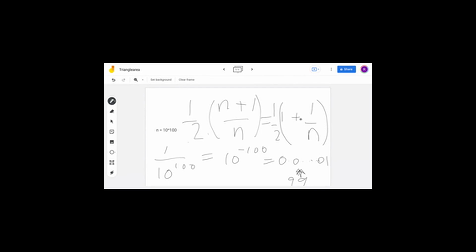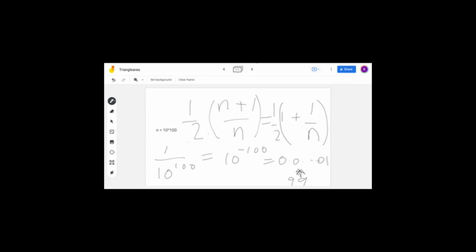So Naveen, now tell me what happens. What is 1 by n when n is 10 to the power 100? Is it small, or is it very tiny, or is it big? Naveen, what happens to 1 plus 1 over n when n is a million? How much is 1 plus 1 over n when n is a million?